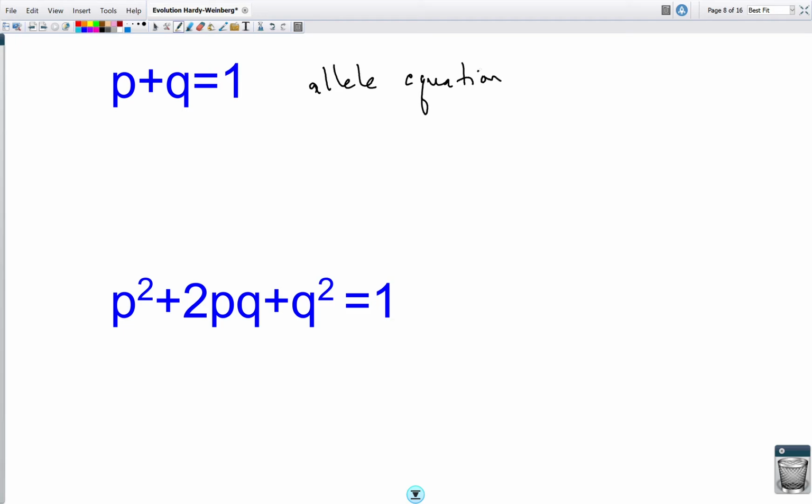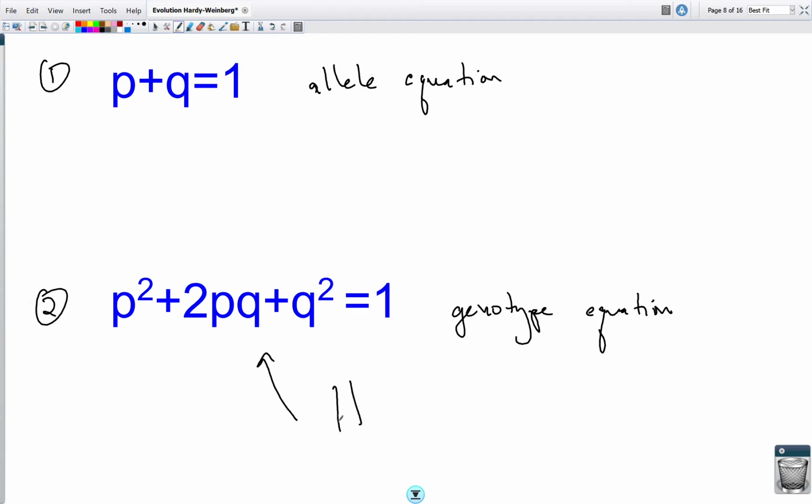And we usually use this first. This is the genotype equation. And we usually use this second to solve for problems. Together, and especially this one, this is called the Hardy-Weinberg Equilibrium. And a population is in equilibrium when there's a non-evolving population.